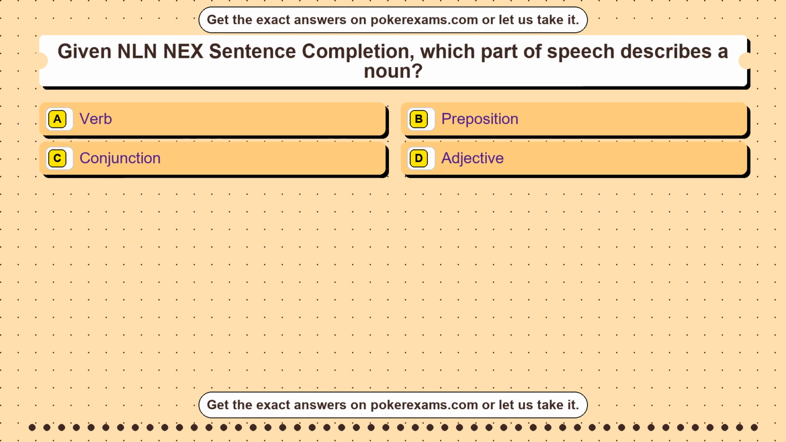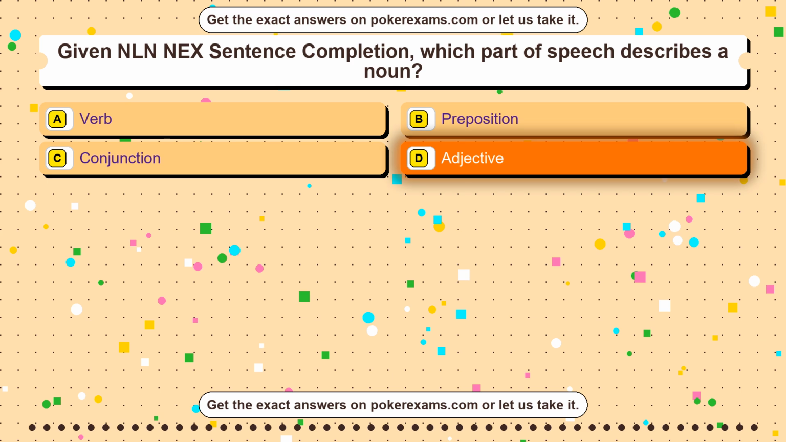Question 18. Given Get Science Review, which number is the mode of 4, 6, 6, 7, 9? Option A, 6. Option B, 7. Option C, 9. Option D, 4. The correct answer is option D.